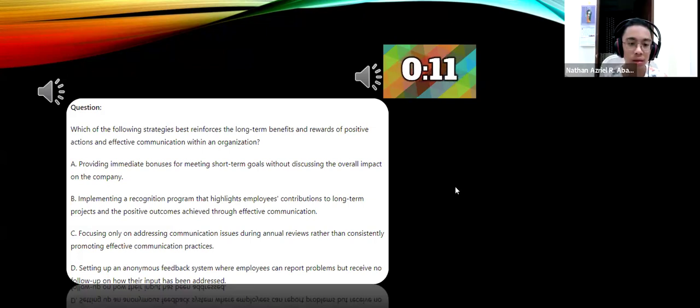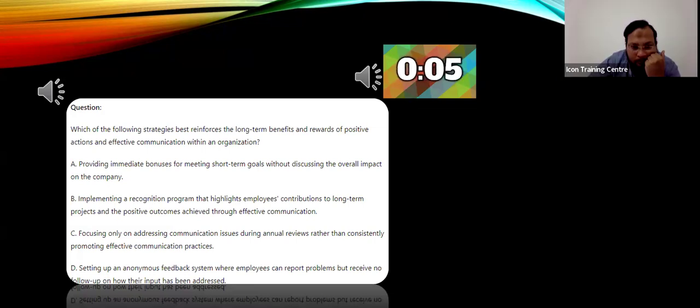Letter B, implementing a recognition program that highlights employees' contribution to their long-term projects. Letter B.